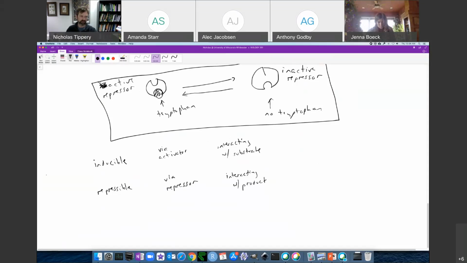So I guess you could connect the dots here and say we've seen the Lac Operon system was, let's see, inducible via a repressor interacting with the substrate, right? And then the Trp Operon was repressible, interacting via a repressor, interacting with the product of the reaction. Connect all these together.